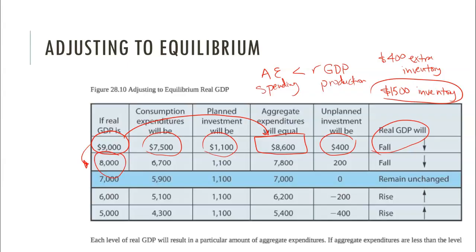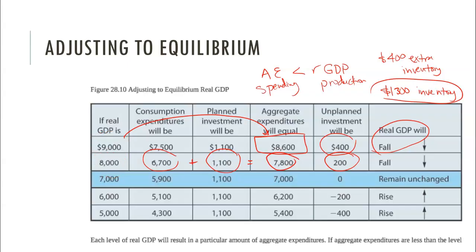When real GDP is 8,000, consumption also goes down because consumption is a function of real GDP. So in this case, our consumption goes down to 6,700. Planned investment stays the same at 1,100. When we add those two together, we see our aggregate expenditures is 7,800. Okay, so aggregate expenditures still less than real GDP. Okay, so now unplanned investment is $200. So they've got 200 extra. So their inventory is worth $1,300.